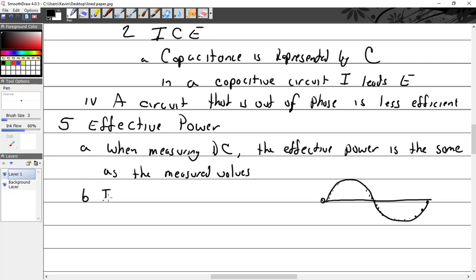So in AC, the maximum measured value only happens twice per cycle. The max value only happens twice per cycle. Therefore, how are we going to figure out an average? Because we just figured out the average would be 0.